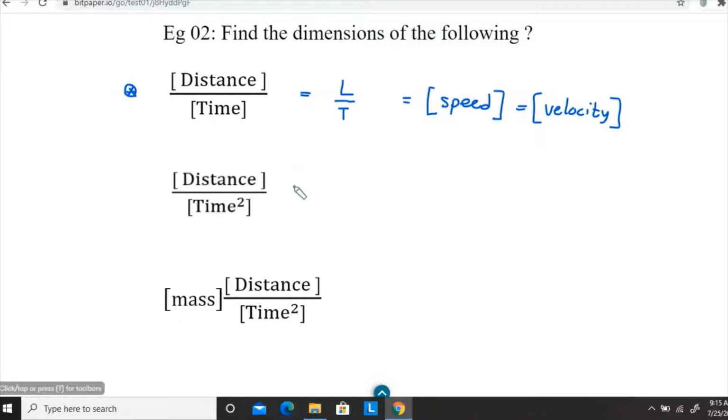The second one, dimensions of distance over dimensions of time squared. So that means L over T squared. Again, this is important. This is what we call the dimensions of acceleration.